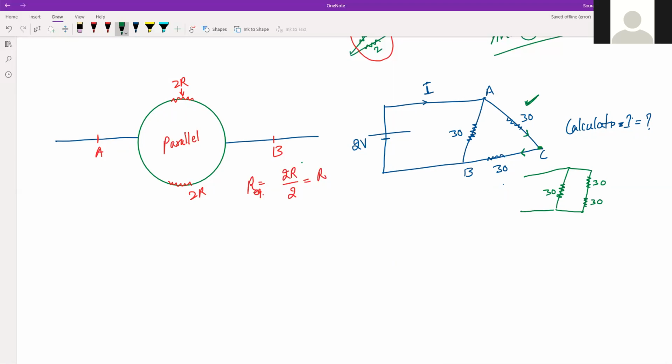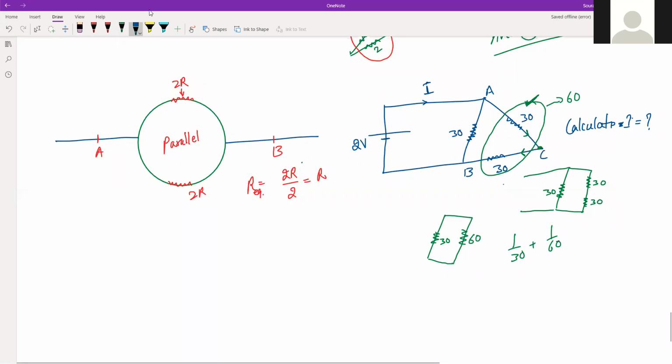So what we see here is there is no division. No division means these two are in series. So if these two are in series, what are we going to do? That means these two together will be equal to 60. Just add them. Now what do we have? We have this. One is 60, one is 30. So 1 by 30 plus 1 by 60.